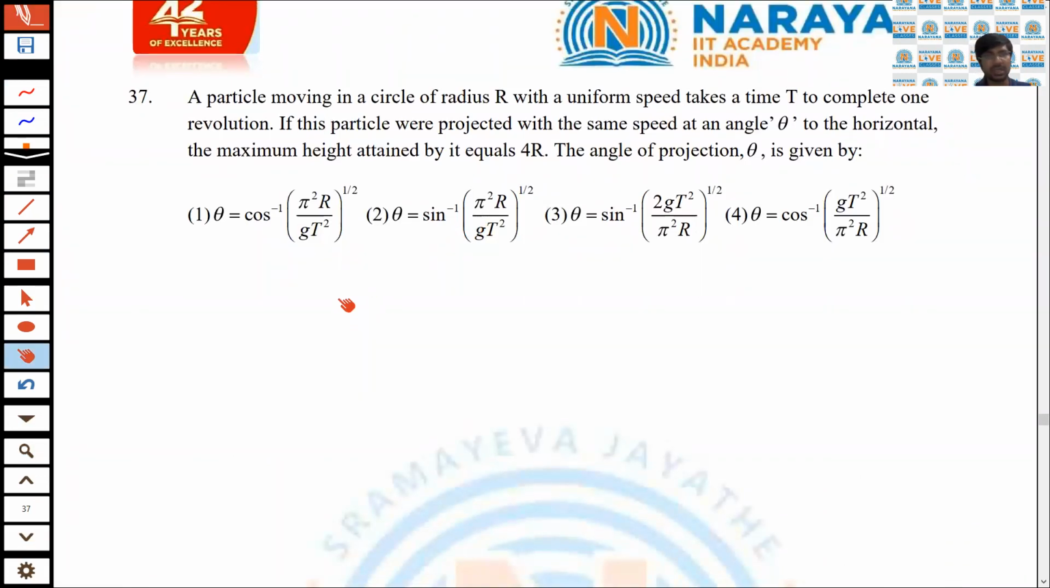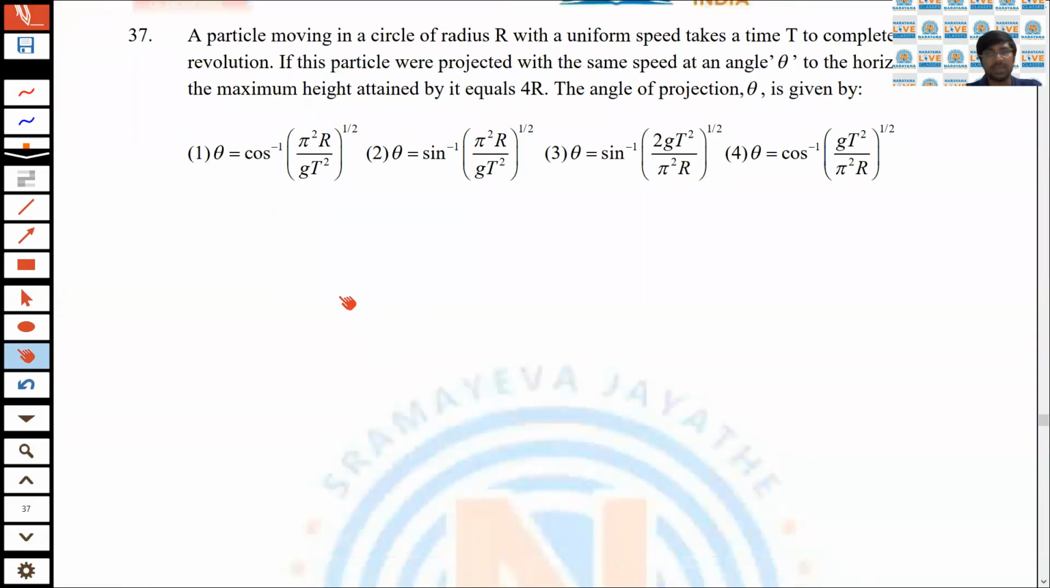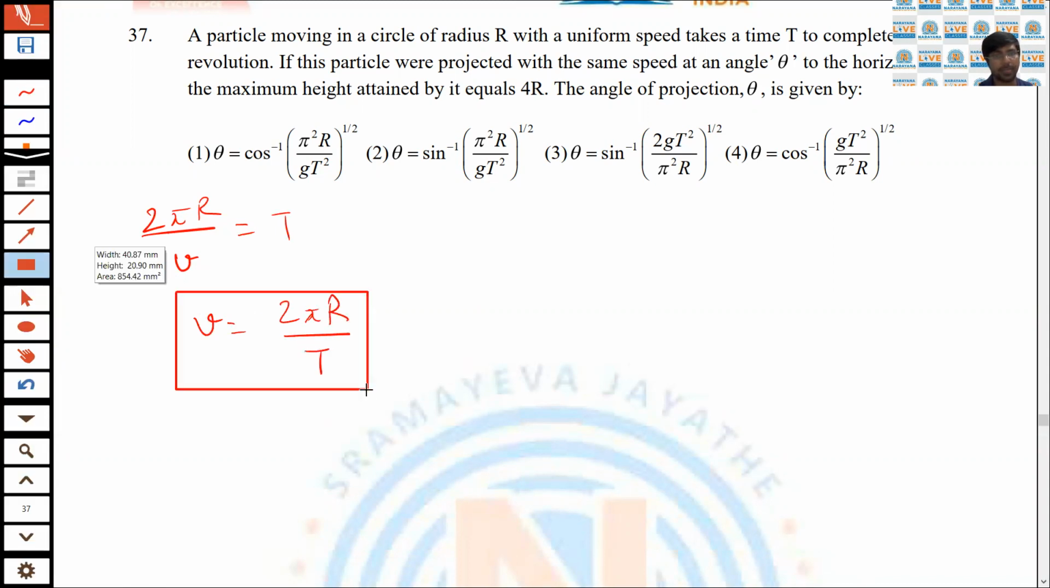A particle moving in a circle of radius r with a uniform speed takes a time t to complete one revolution. Now this certainly means that the speed v, and 2 pi r divided by v is equal to t. So the value of v becomes 2 pi r divided by t. This is our first equation.